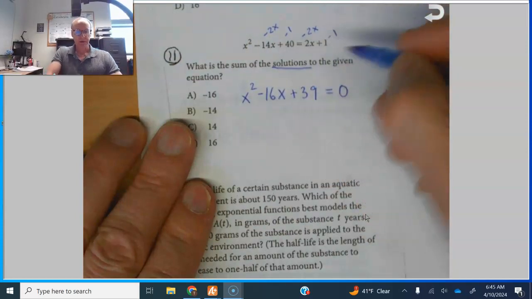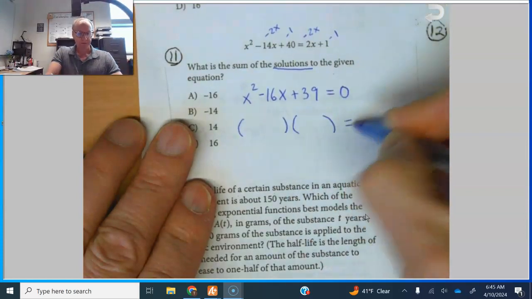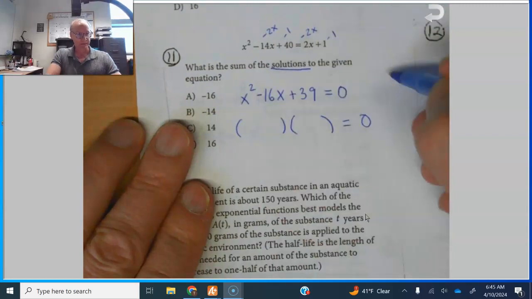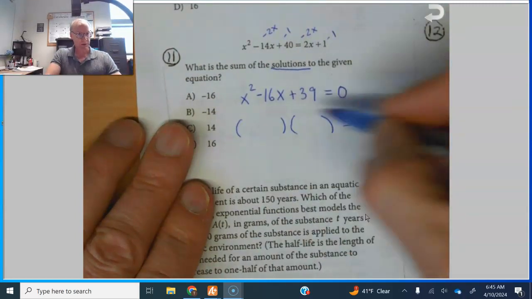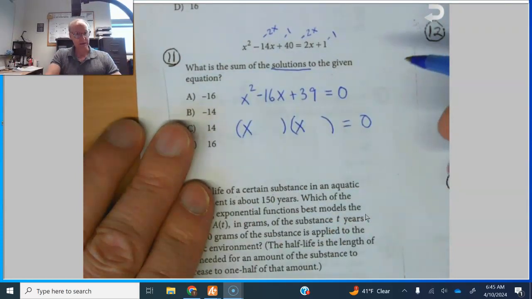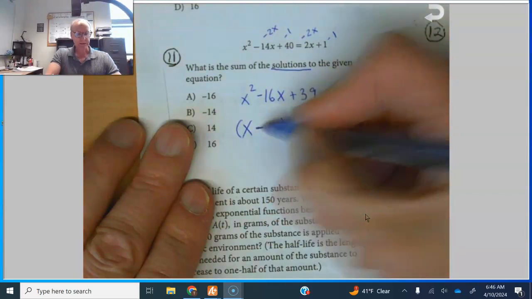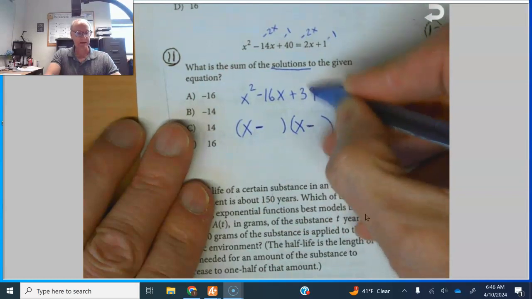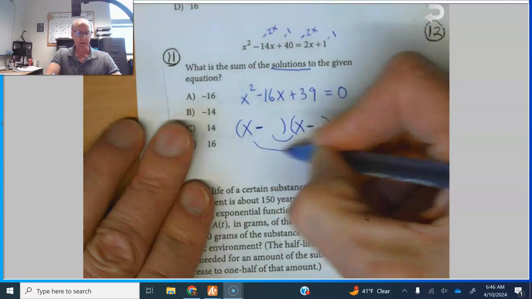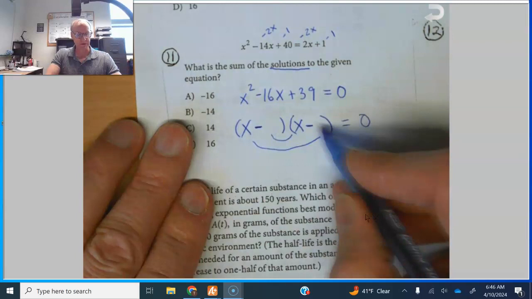And the trick here is that you want to be able to factor this into its 2 parts. This is by far and away the easiest way to solve an equation like this. If you know how to factor, we've got an x times an x. I'll give you a big hint. We know because this is positive that it's going to be a negative times a negative to get a positive 39. And when I add my inside terms, I get a minus 16. And that's going to give you a big hint as to what these numbers are.